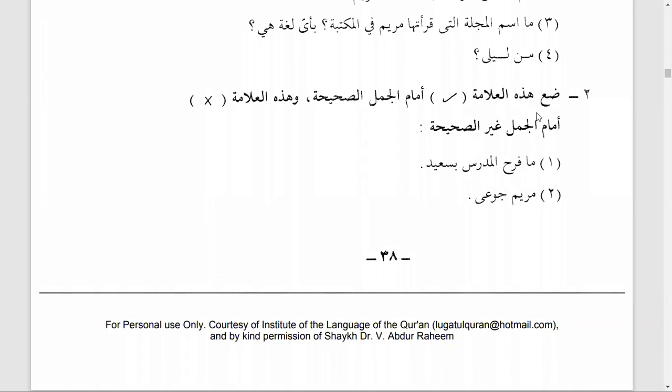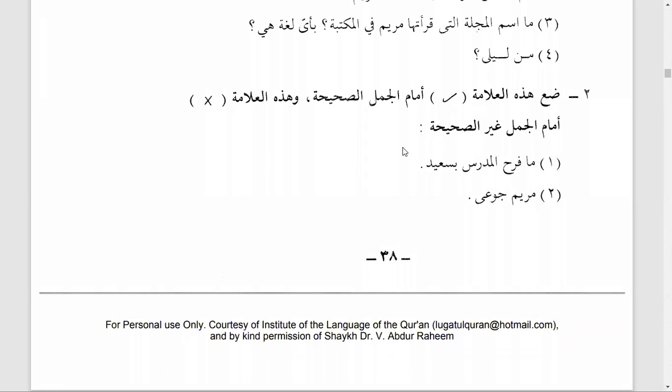So number 2, ضع هذه العلامة, which is صحيح. So put this علامة أمام الجمل الصحيحة, in front of the correct sentences. وهذه العلامة, and this one that is X, أمام الجمل غير الصحيحة, in front of the sentences that are incorrect. So we have the symbol of check and X. So the check will be in front of the sentences that are sahih, and X in front of the sentences that are غير صحيح.